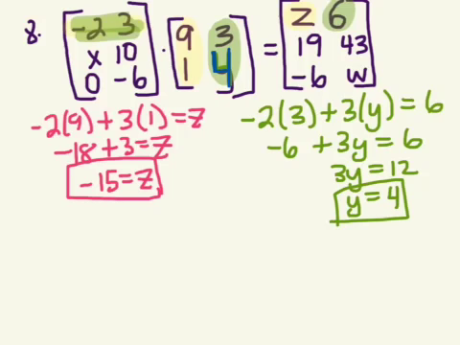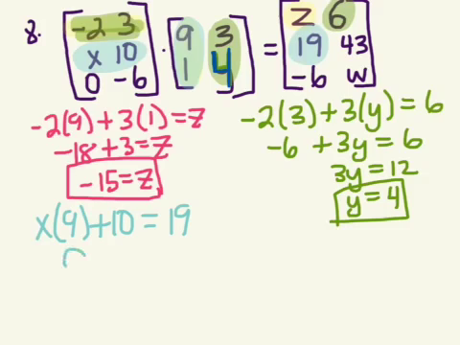Now we've exhausted the first row in the first matrix, so now we're going to move on to the second row. So the second row times the first column is going to give you the second row, first column in the new matrix. So what that's going to look like, we have x times 9, or you could just say 9x, plus 10 is equal to 19. So 9x plus 10 is equal to 19. If we subtract the 10 over, 9x is equal to 9, which gives us x just equals 1.